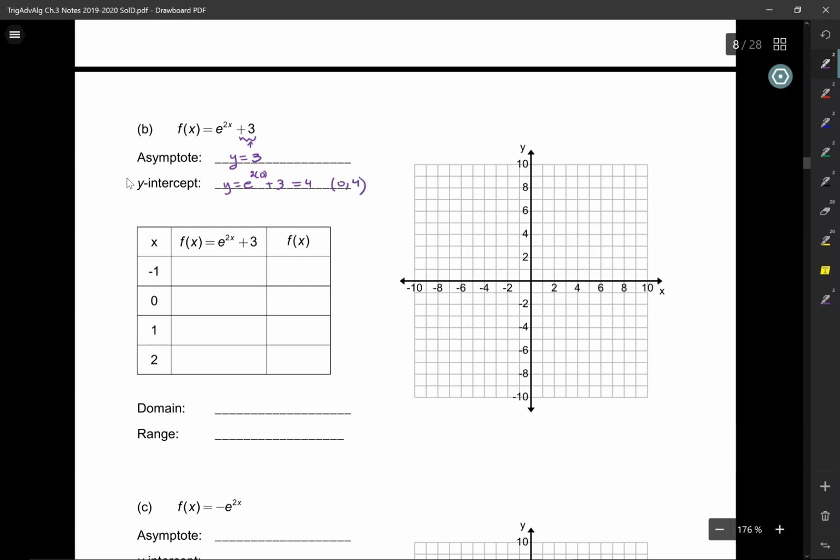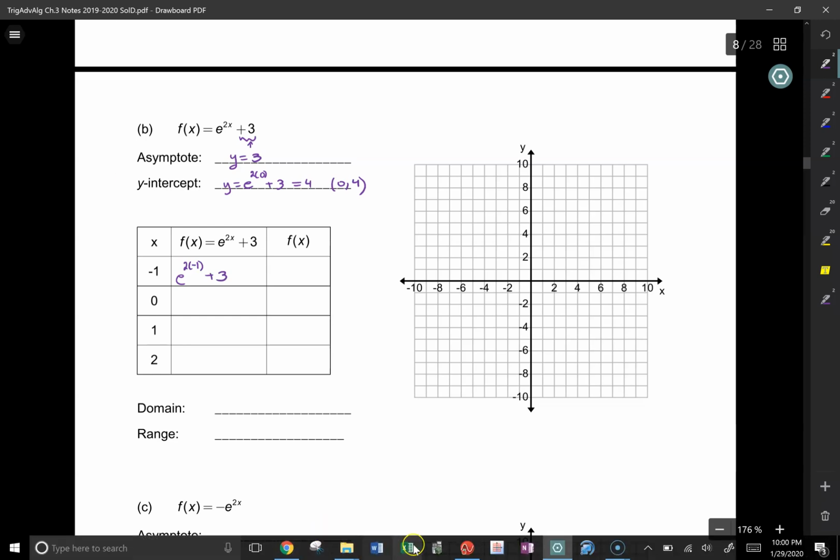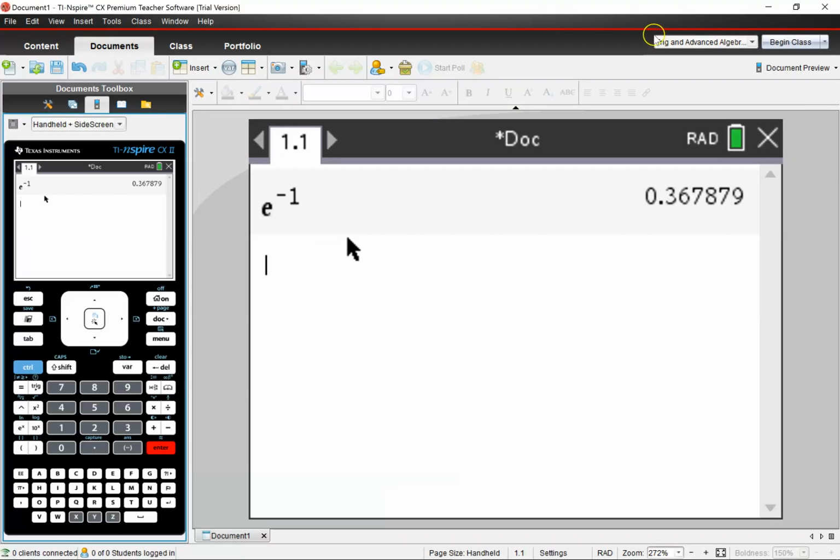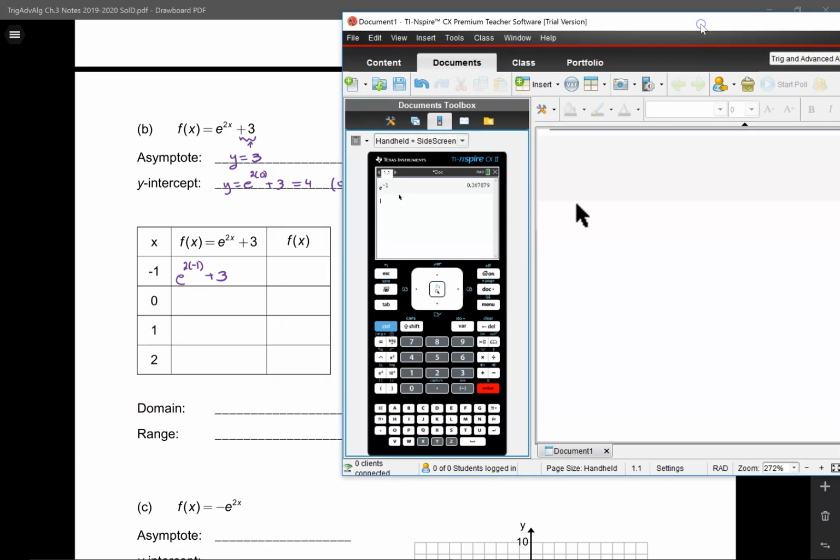Okay, and here we're going to put in our values. So it's e to the 2 times negative 1 plus 3. And let's go ahead and put that in here. I have e to the negative 2 plus 3.